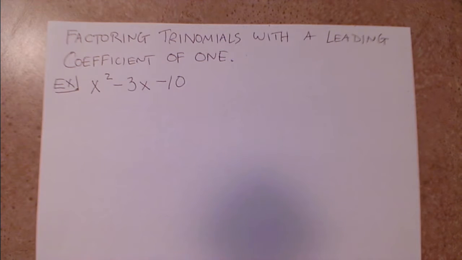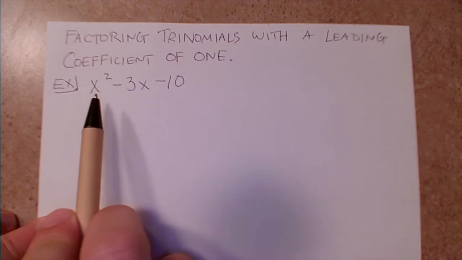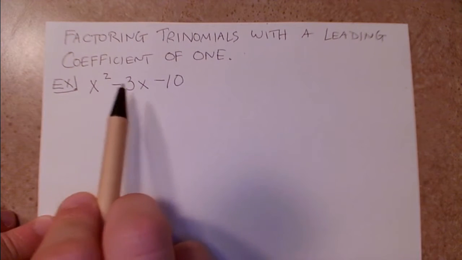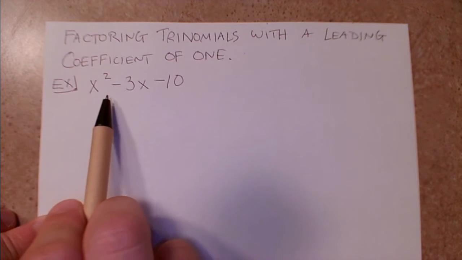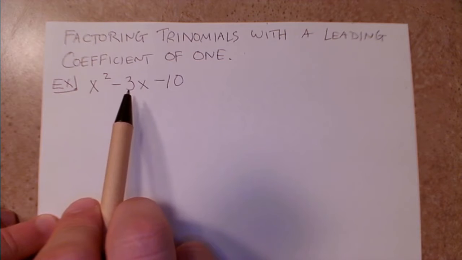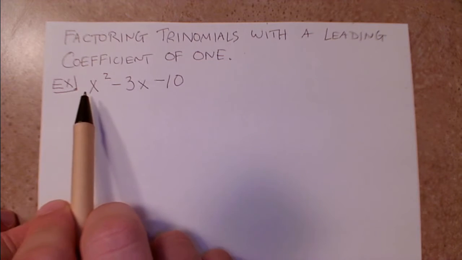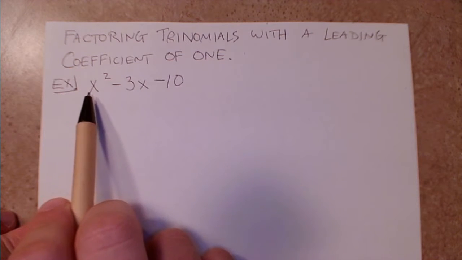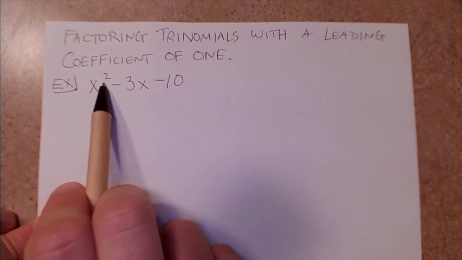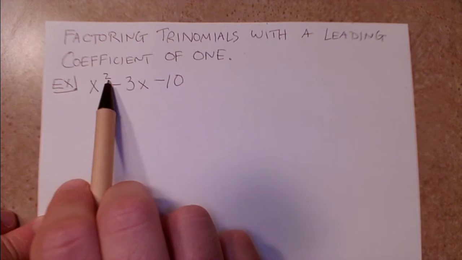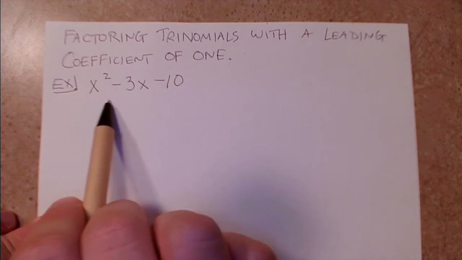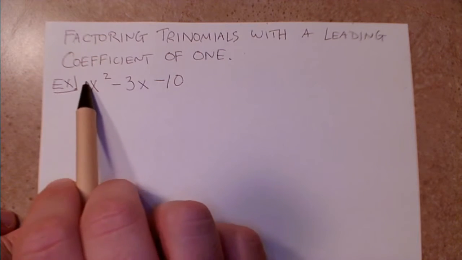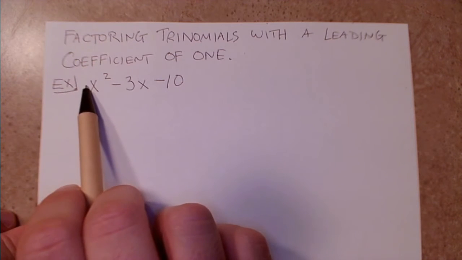In this video, we're going to learn how to factor trinomials with a leading coefficient of 1. So, a trinomial is a polynomial that has 1, 2, 3 terms in it. Remember, terms are separated by addition and subtraction. And a leading coefficient is the coefficient on the monomial of largest power. So, the largest power here is 2, and so this is my leading term. And it has a coefficient of 1, so that's the leading coefficient.